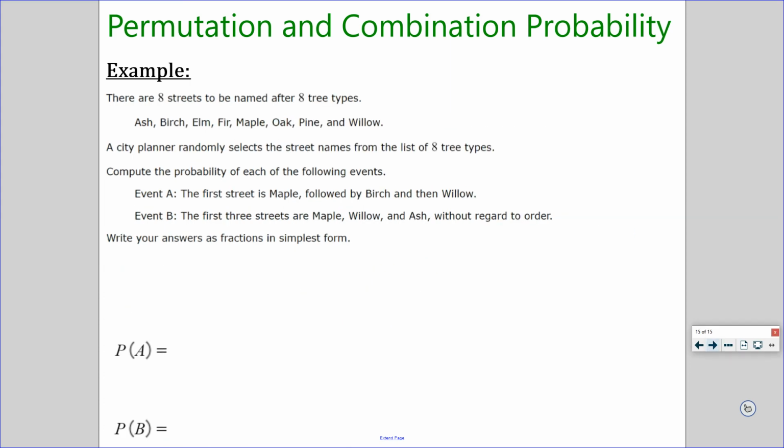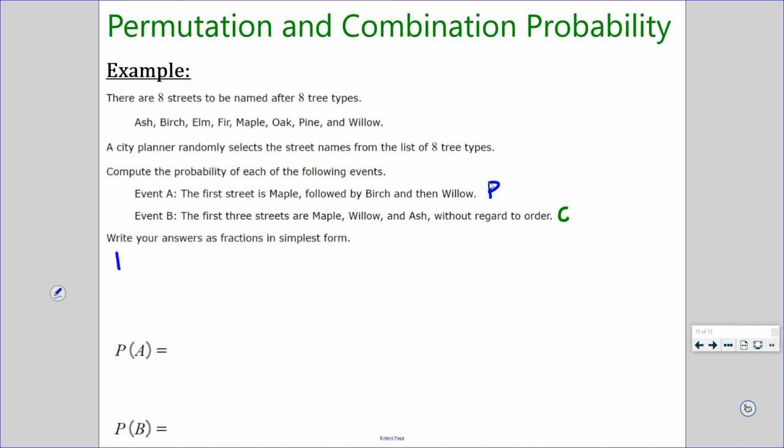Last one. Pretty similar. Okay, this time we have 8 streets, and they're named after 8 tree types: ash, birch, elm, fir, maple, oak, pine, willow. A city planner randomly selects the street names from the list of 8 tree types. Compute the probability of each of the following. A, that the first one selected is maple, followed by birch, and then willow, in that specific order, permutation. B, the first 3 streets are maple, willow, and ash without regard to order, combination.